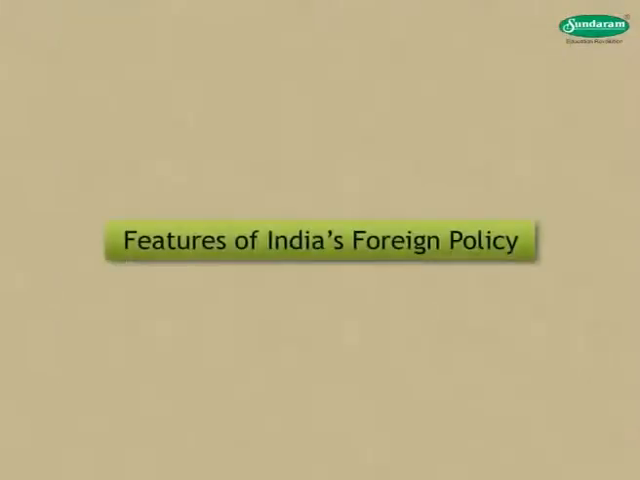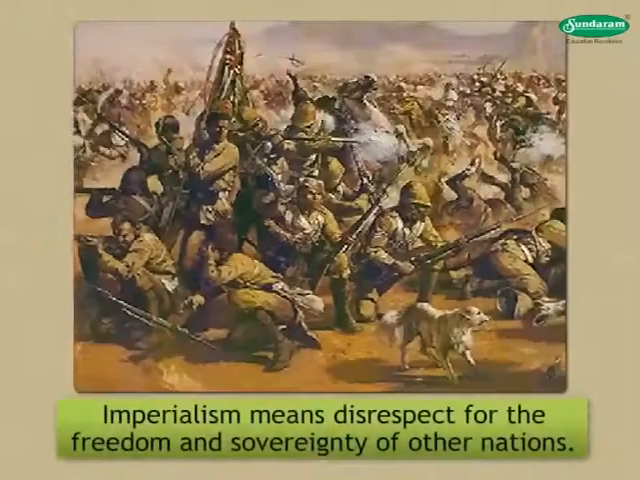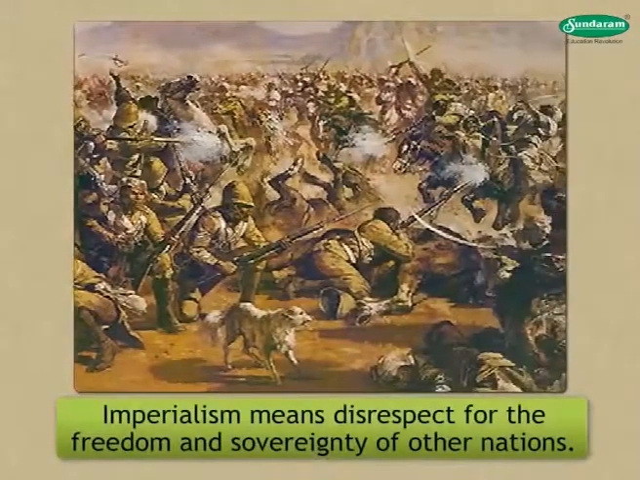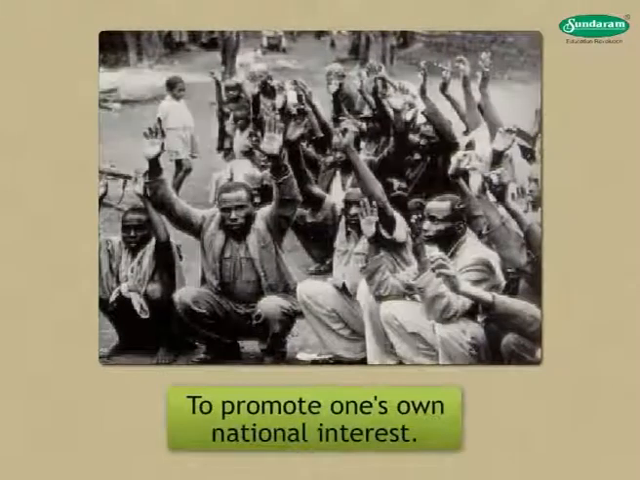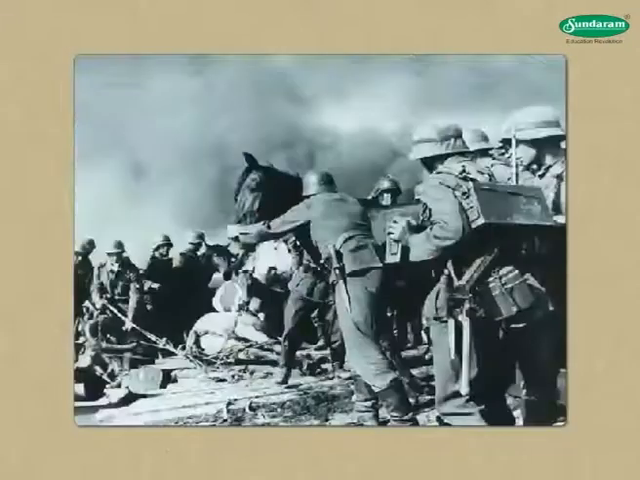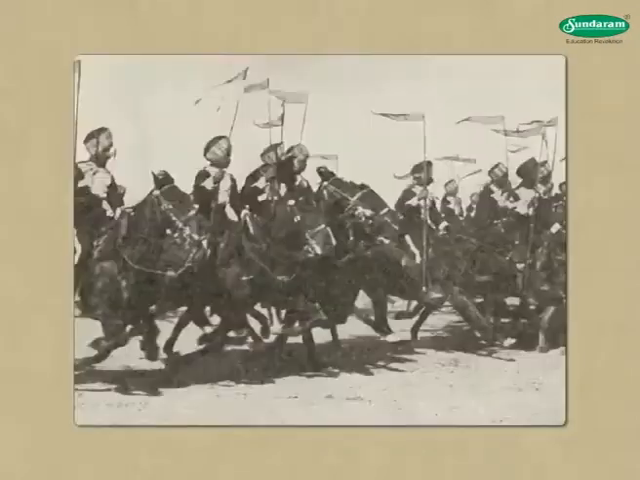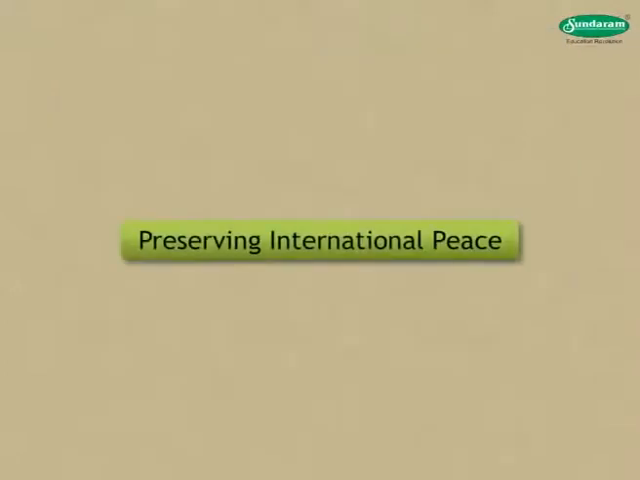Let's look at the main features of India's foreign policy. 1. Opposition to imperialism and colonialism. Imperialism means disrespect for the freedom and sovereignty of other nations. It dominates other nations in different ways to promote one's own national interest. Colonialism is also a kind of imperialism. Some countries are powerful and they conquer their territories and dominate over that region. This is called colonialism.